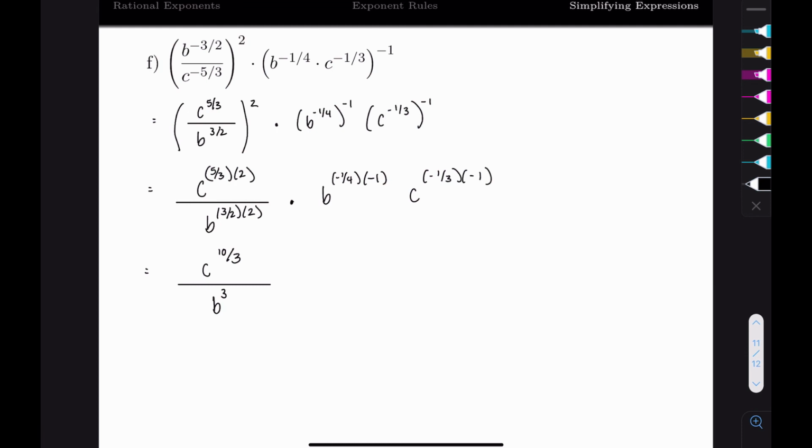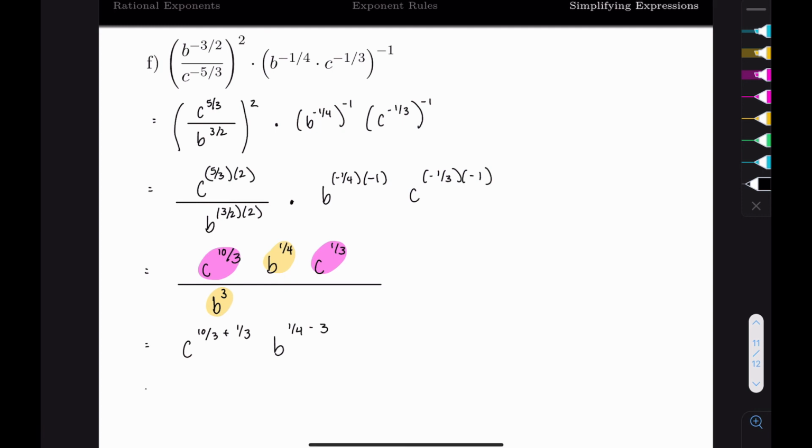And then for both of these, I'm going to go ahead and put these in a single fraction now. -1/4 times -1 gives us +1/4. And then for c, we'd have positive 1/3. And now we have stuff that has the same base here, so we're going to go ahead and add those exponents. And then here we have division, so we're going to go ahead and subtract those. So this would give us c to the 10/3 plus 1/3, and then b to the 1/4 minus 3.